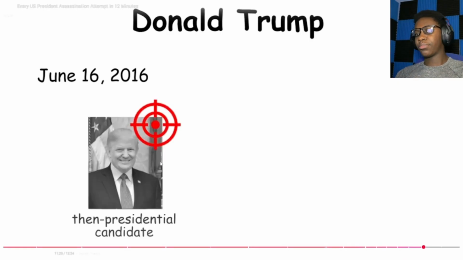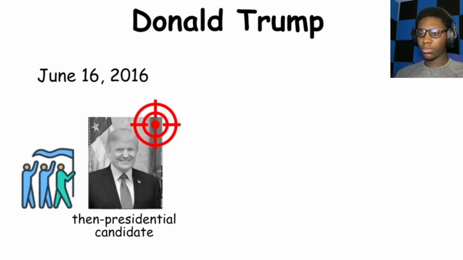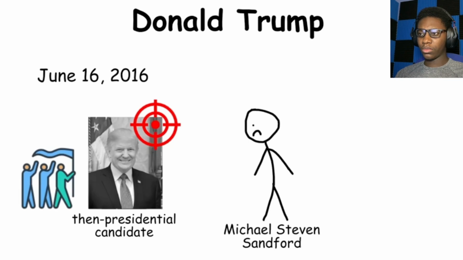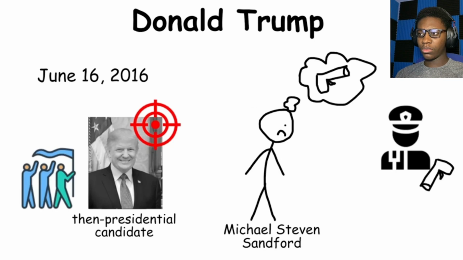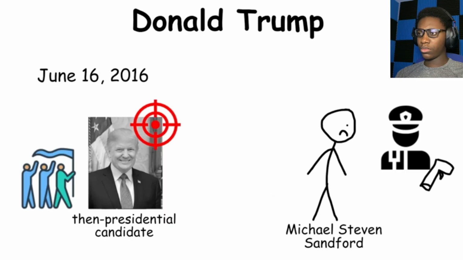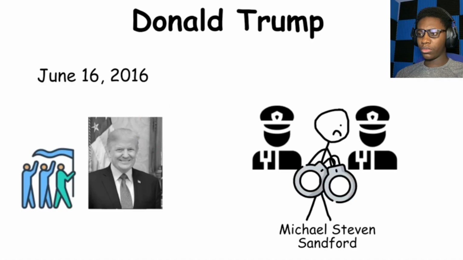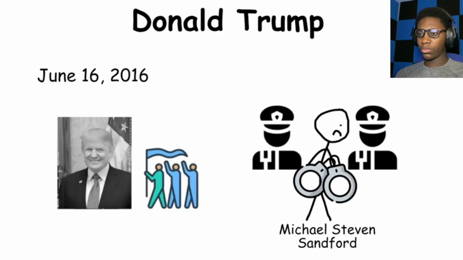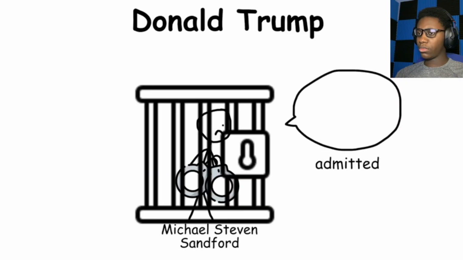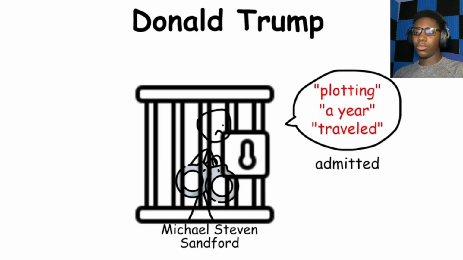Donald Trump. On June 16, 2016, an assassination attempt was made on then-presidential candidate Donald Trump at a rally in Las Vegas, Nevada. A British national named Michael Stephen Sanford attempted to seize a police officer's gun with the intent to shoot Trump. Sanford approached the officer under the pretense of seeking an autograph before attempting to grab the weapon. Sanford was quickly subdued by law enforcement officers on the scene, and Trump continued with his rally without incident. Sanford later admitted to the plot, stating that he had been planning the assassination for about a year and had traveled to Las Vegas specifically for this purpose.